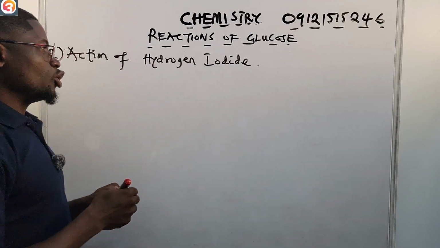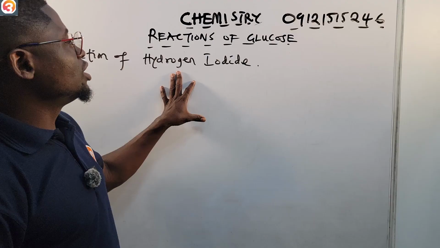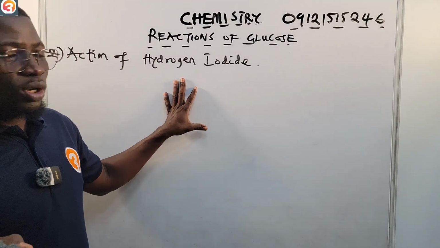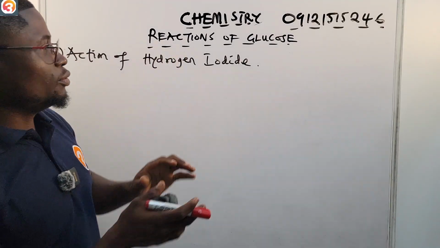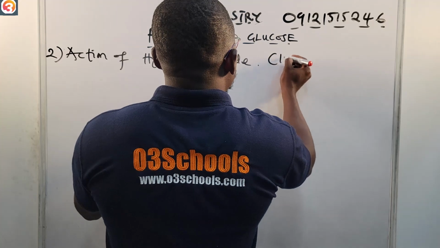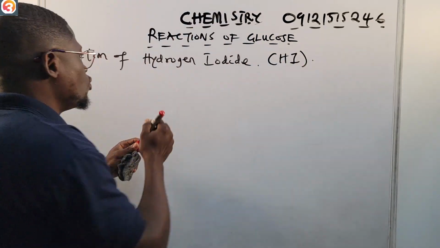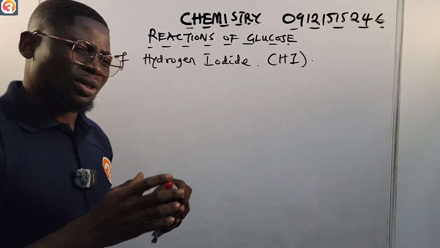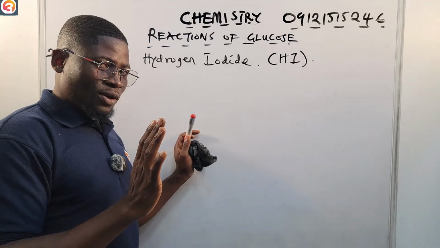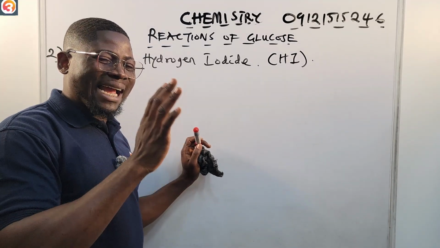Okay, so the action of hydrogen iodide on glucose. When hydrogen iodide, HI, acts on glucose, what it gives to us is normal hexane.